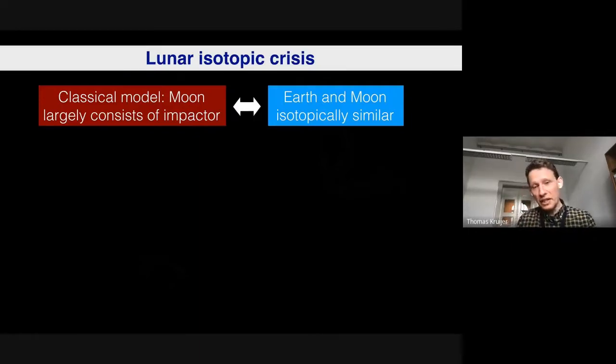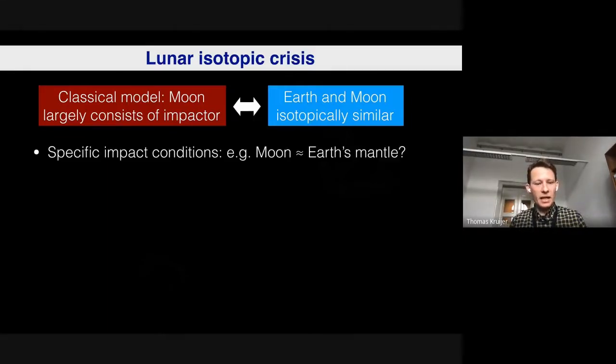And to reconcile these observations, a variety of solutions have been proposed over the last decade or so. And there are basically three classes, in my point of view, that have been proposed. You could reconcile these observations if we make the moon mostly out of the Earth's mantle and not the impactor. In other words, you would change the classical impact scenario such that the moon is mostly made out of the Earth's mantle, in which case you can naturally explain the similar isotopic compositions.